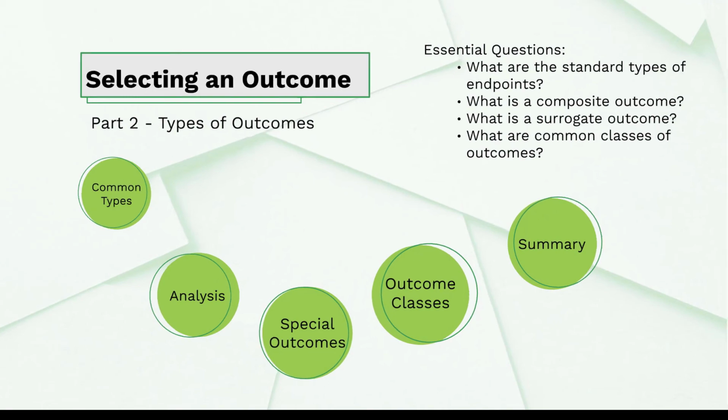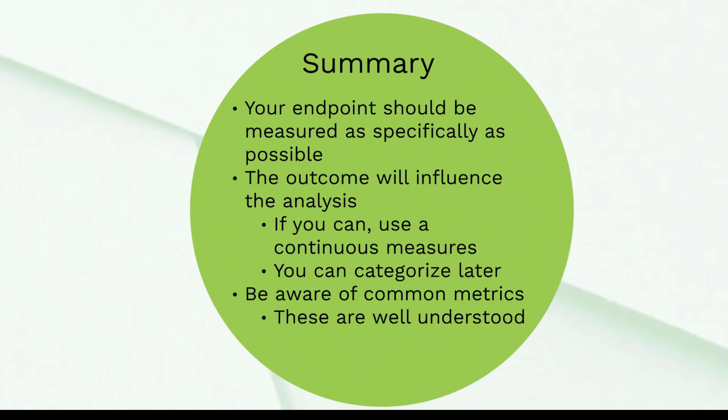So when you are selecting an outcome, your endpoint should be, again, measured as specifically as possible, and your outcome will influence the analysis. If you can use continuous measures, you can categorize them later. And then be aware of common metrics that are available to you. Those are well understood and will help you translate the results of your study back to the disease population, the healthcare providers, and the patients.